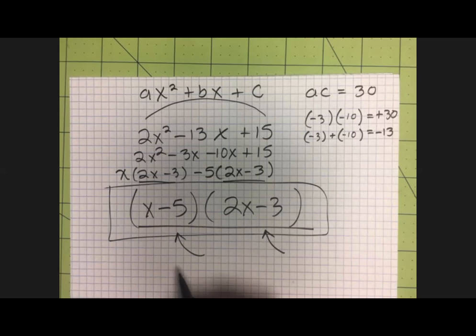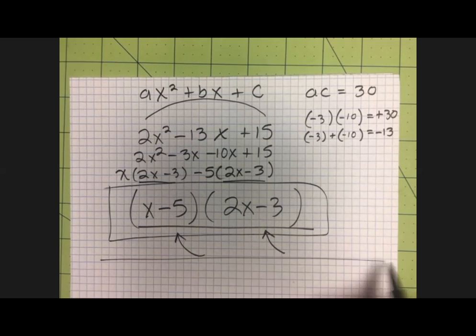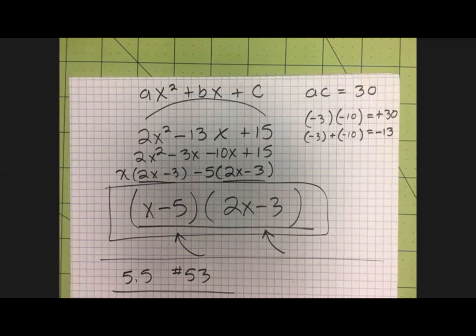Let me try a harder one. Yeah, let's go for the gold right here. 5.5, number 53. This actually looks worse than it is, but it's a good thing to see.